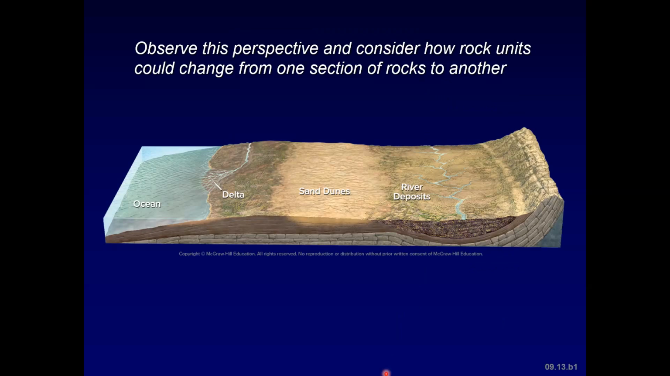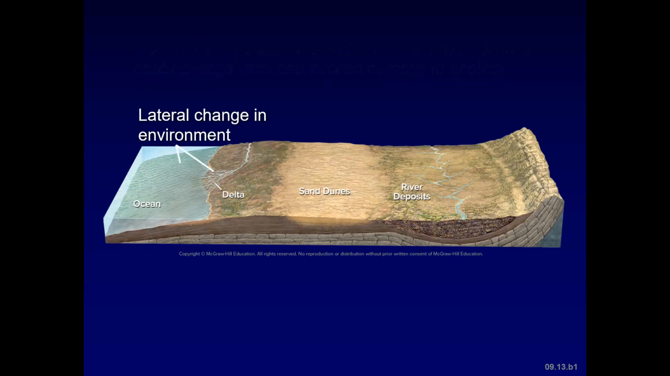Now to this block diagram. We can consider how rock units could change from one section of rocks to another. So you have an ocean to land deposits. There's a river discharging into the ocean, and there's a delta that's formed as the energy level goes down. What you have is a lateral change in sedimentary environment. And with that, we'd say we have a facies change. The environment and type of sediment deposited at the same time can change from one place to another, because here we have an ocean and here we're on land. So different facies will exist.